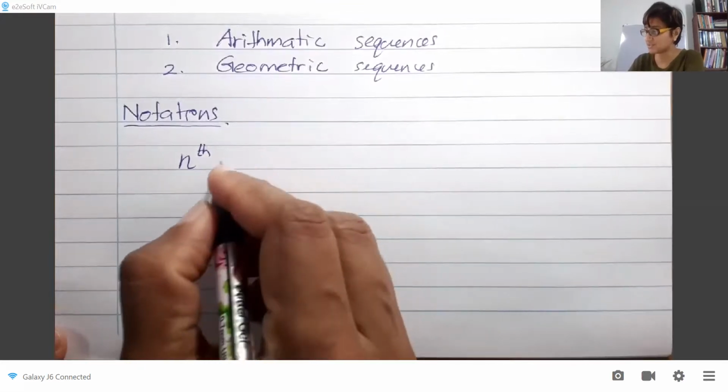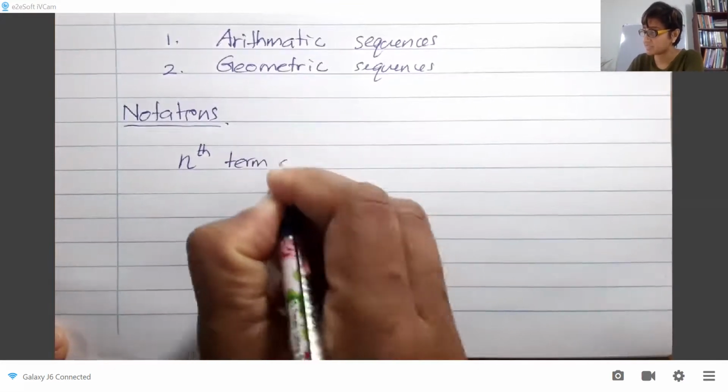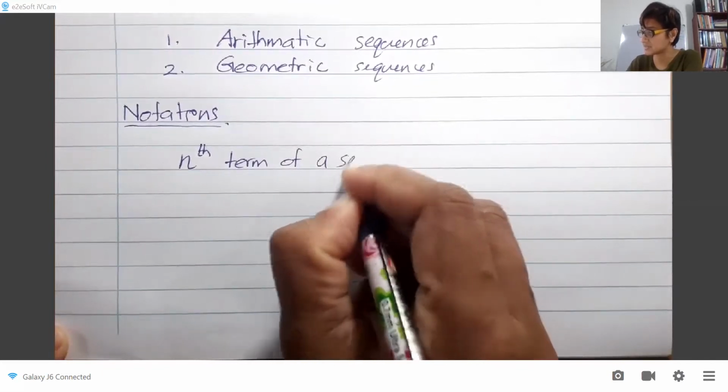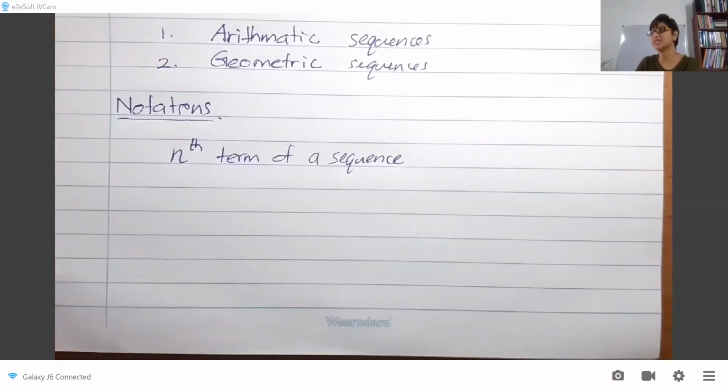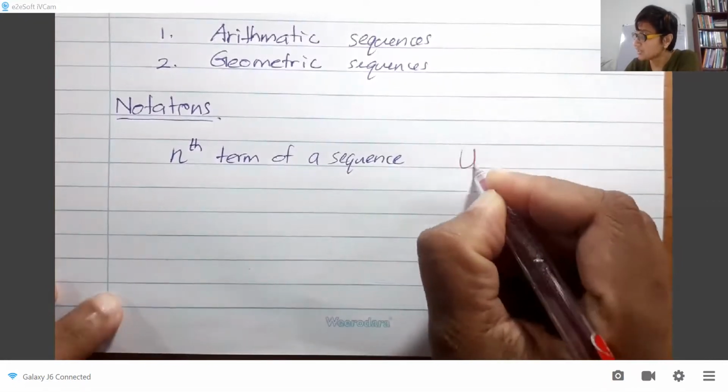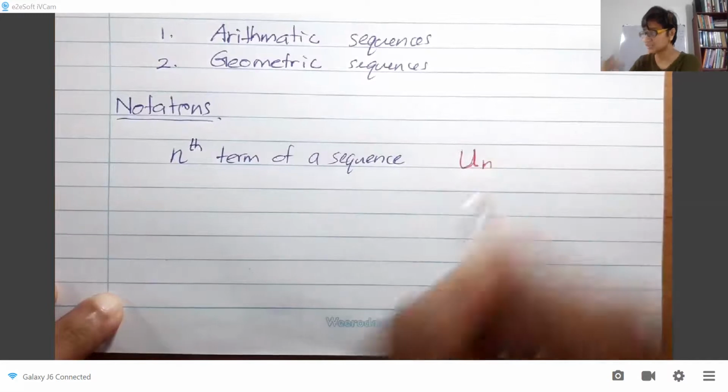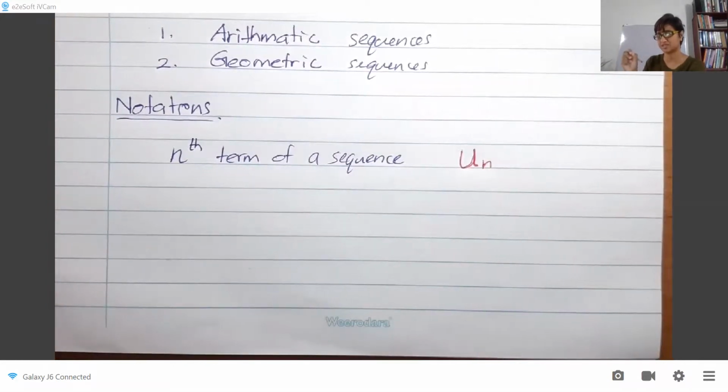So when you want to refer to the nth term of a sequence, we have a notation for it. When I want to say the 10th term is this, we don't write 10th term in words. There is a symbol for it. The nth term is denoted by U with a little subscript n. So U is the term and n is the position of the term. For example, the fifth term is U5, the 10th term is U10, and so on, right? So the nth term is Un. That's the notation for the nth term.